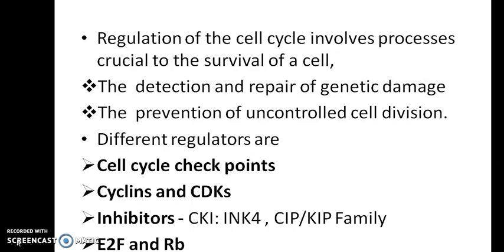Regulation of the cell cycle involves processes crucial to the survival of a cell, and that includes the detection and repair of genetic damage and the prevention of uncontrolled cell division. There are different regulators for this purpose, and that includes the cell cycle checkpoints, cyclins and CDKs, certain inhibitors, and the E2F and RB proteins.